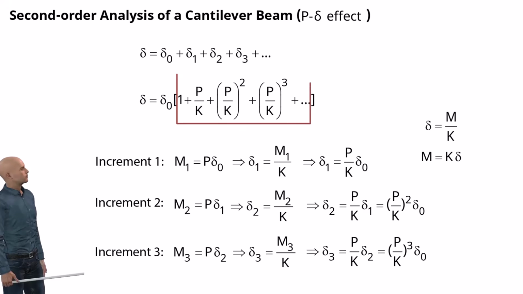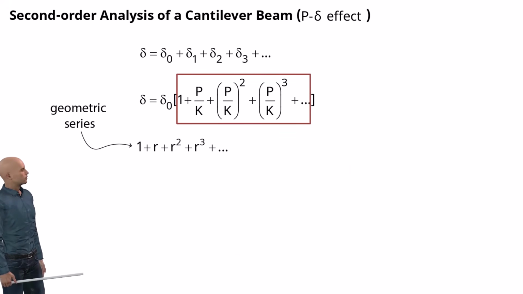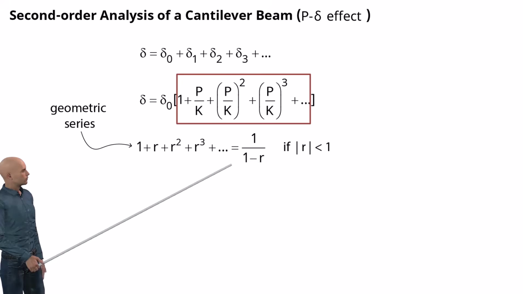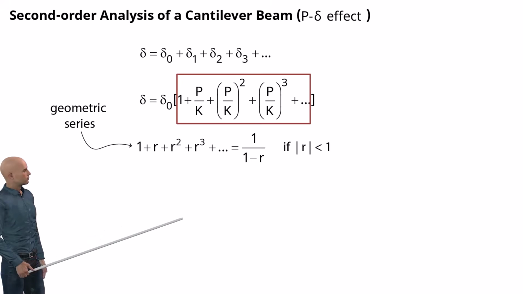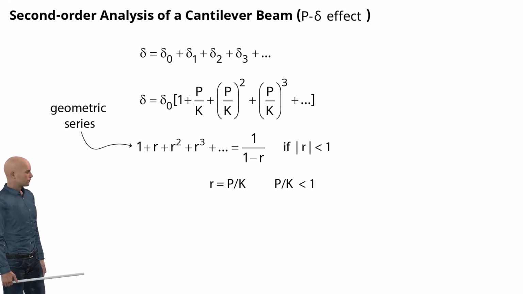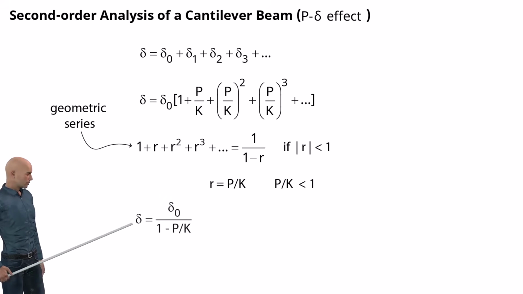Inside the square brackets, we have a familiar pattern. It has the same form as a geometric series. For a geometric series, if r is less than 1, the series converges, and the sum of the series is 1 over 1 minus r. In our case, the common ratio is P over K. So if P over K is less than 1, we can replace the bracketed series with 1 over 1 minus P over K. This gives us the total second-order deflection at A.